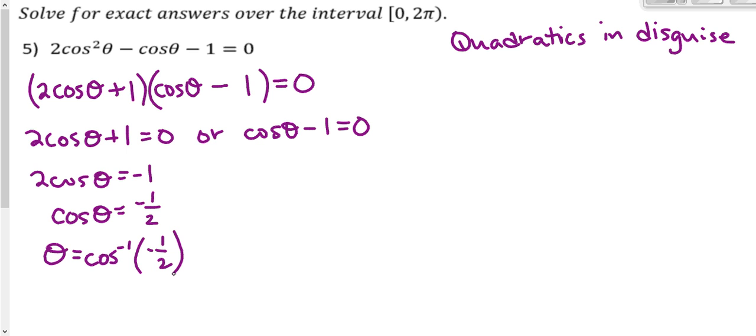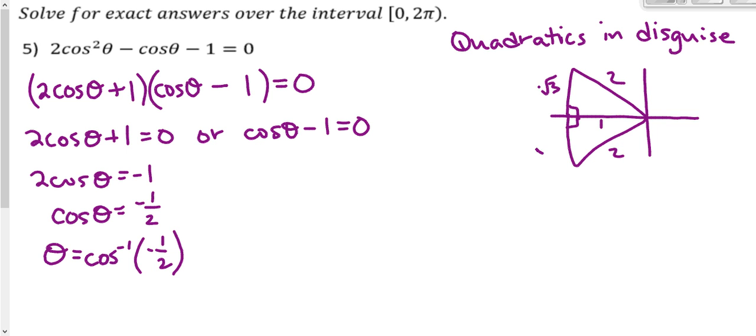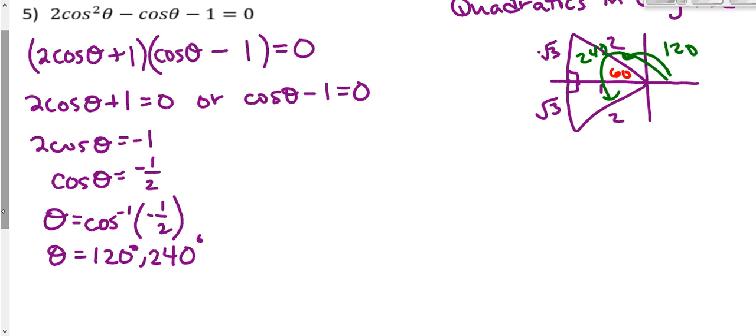And now think about where that is. Where is cosine negative? Cosine's negative in quadrant 2 and quadrant 3. Cosine would be adjacent over hypotenuse, so the square root 3 would be on the opposite. So now we know our reference angle is 60. So our answers are 120 and 240. Let's convert those into radians. And we have 2 pi over 3 and 4 pi over 3.